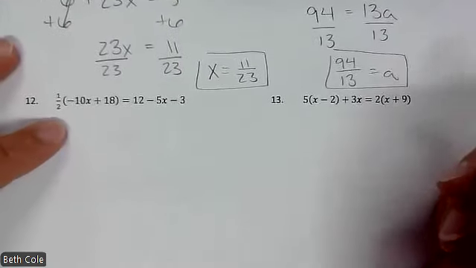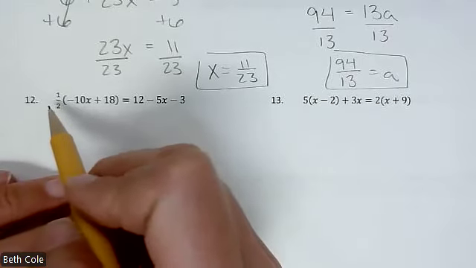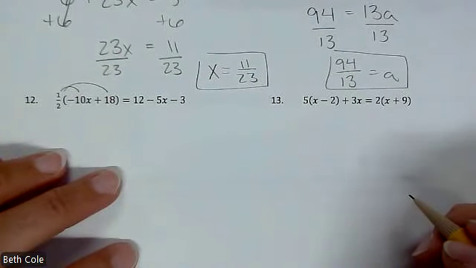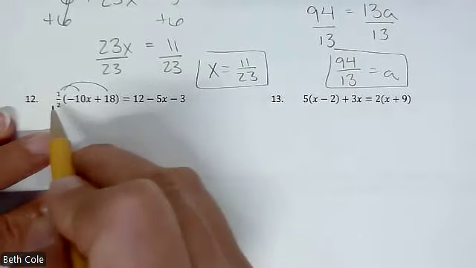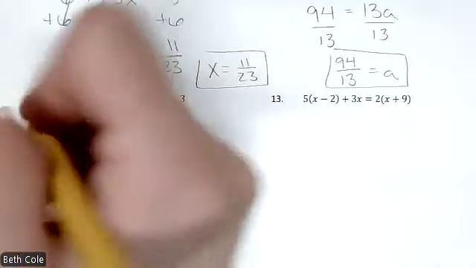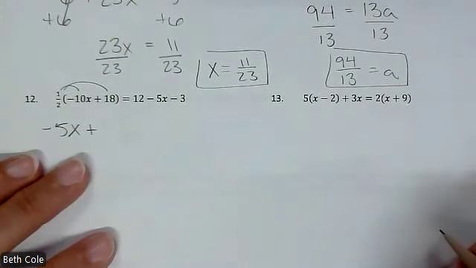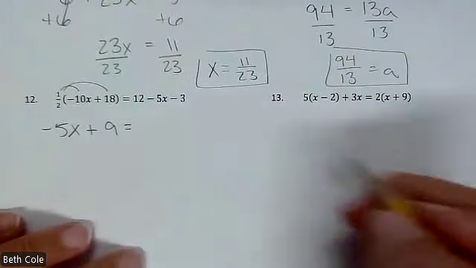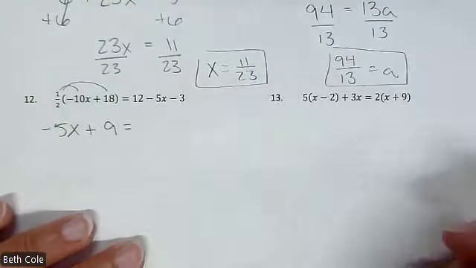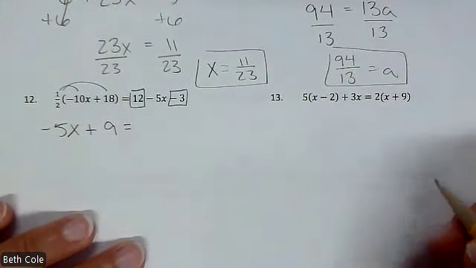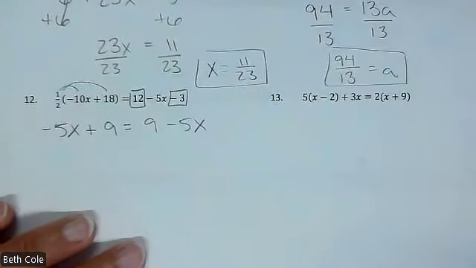All right, number 12. What are we going to do first? Focus for me. We're going to do a few more. Distribute. Good job. Half of 10, 5. It's just going to be negative, so negative 5x. What's half of 18? 9. Good job. Equals. Now you can combine something over here. Which two can you combine? Yeah, it's 12 minus 3. So it'll be 9 minus 5x. Good job.